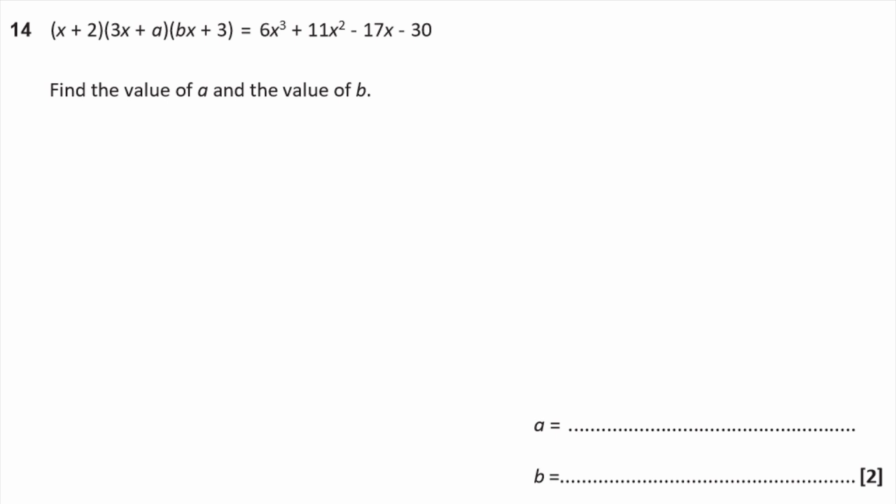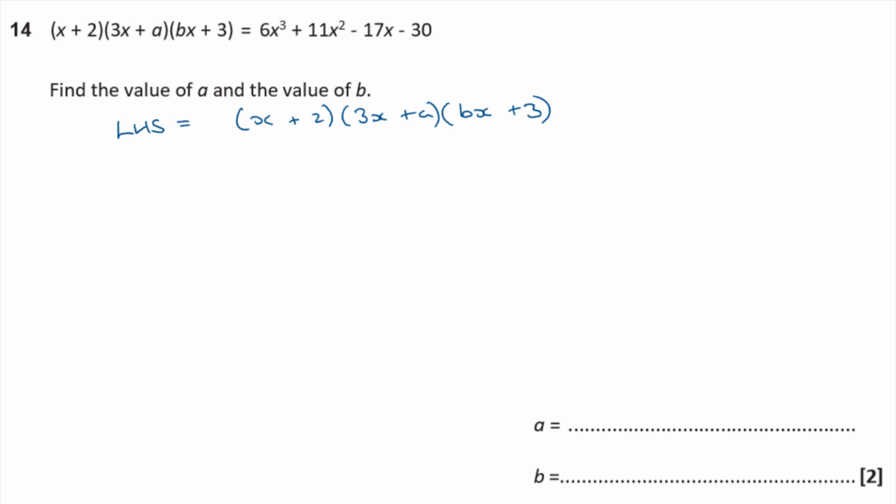So I'm just going to start with one side. I'm going to start with the left-hand side of this. I don't want to deal with everything all at once. So I'm just going to start with the left-hand side. So I've got x plus 2 times 3x plus a times bx plus 3.